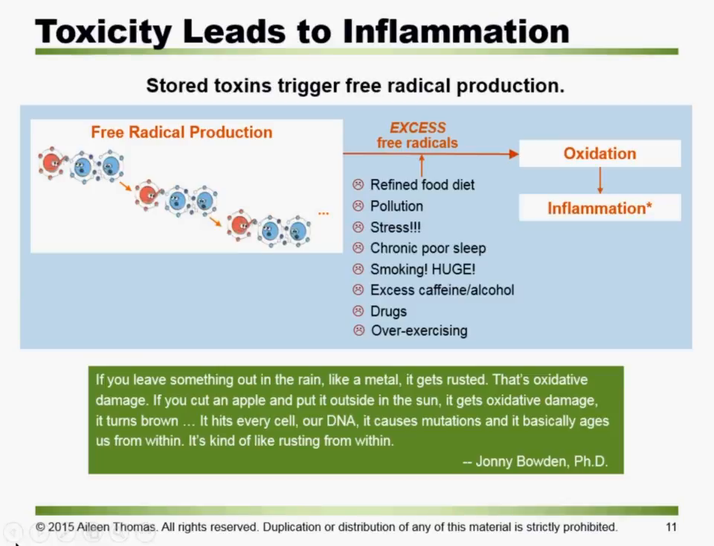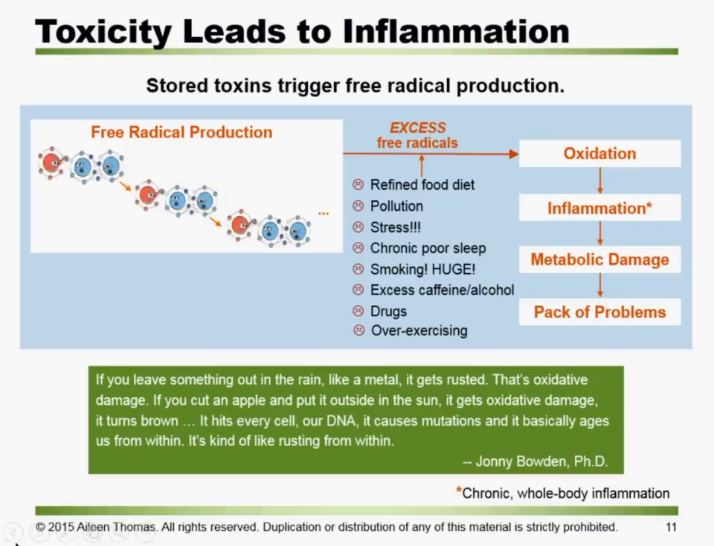Oxidation creates an inflammatory response. Of course, it's a toxic state, so what's your body going to do? Kick up the inflammation to try to neutralize it. But now we're talking about chronic, whole-body inflammation, which underlies a damaged metabolism and all of the interrelated symptoms you're experiencing. These symptoms don't appear overnight because this is long-term damage that takes years to occur, and it's the result of long-term toxic lifestyle practices.